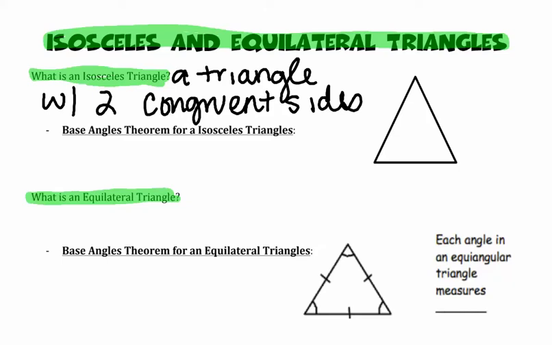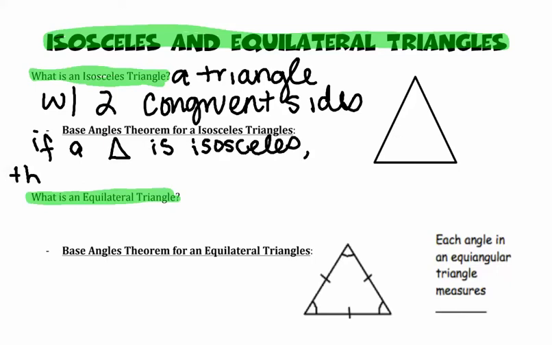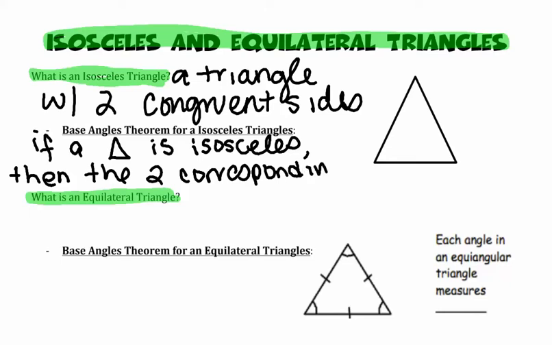So we have a base angles theorem for isosceles triangles, and that says if a triangle, that's the symbol for triangle, is isosceles, then the two corresponding angles are congruent. I'm going to do my congruent symbol. So what my base angles theorem tells me is that if a triangle is isosceles, then the two corresponding angles in the triangle are also congruent.